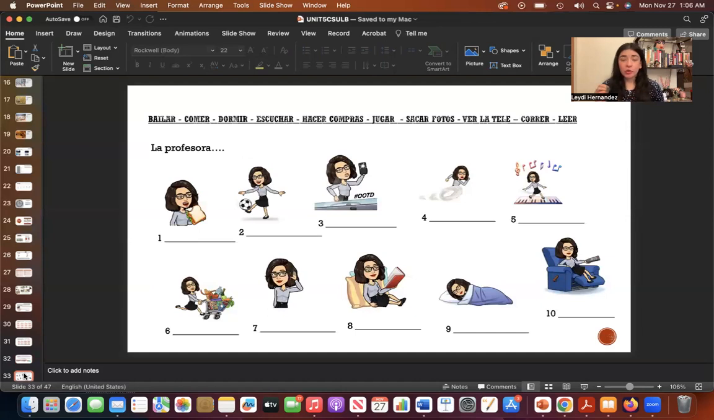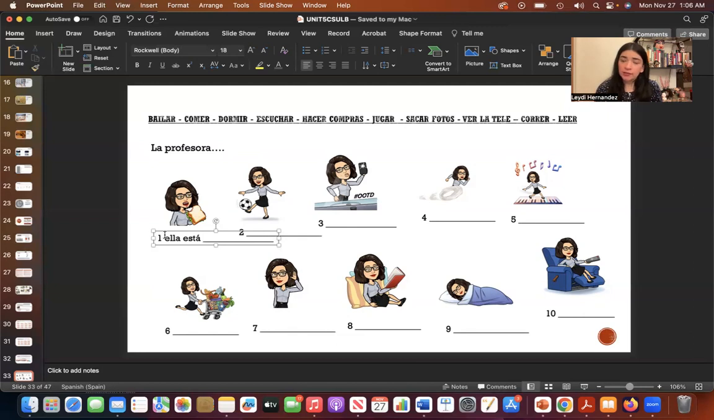Okay, so we're gonna do some examples. Here we have la profesora. She's gonna be the subject. She's gonna be doing the actions. So remember, la profesora, it's ella, she. So what is the present tense of the verb estar for she? Yo estoy, tú estás, ella está. So ella está, and then she is eating.